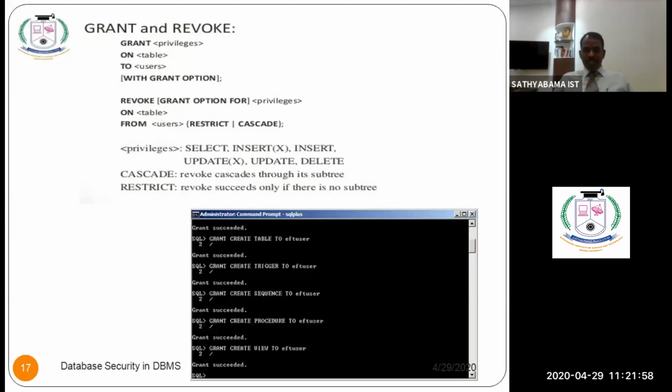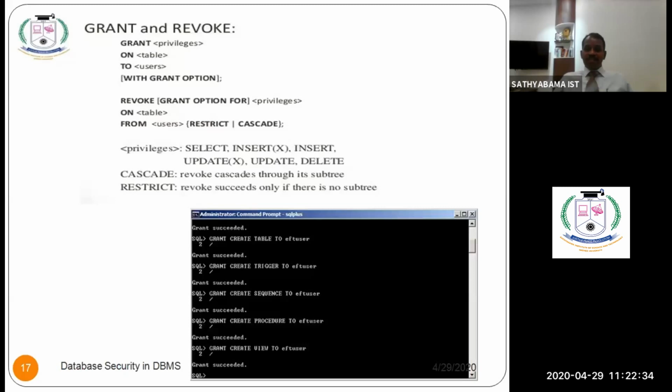The revoke option has two options, one is restrict and the other is cascade. If you make it cascade, it revokes all the privileges through its subtree. It means that suppose I want to revoke the entire privileges from user one. For example, I am revoking the role, so it revokes all the privileges, like create, anything, at any level. Restrict means it will revoke only the particular privilege if there is no subtree. For example, if I am revoking only the select command from user one, I can revoke, right?